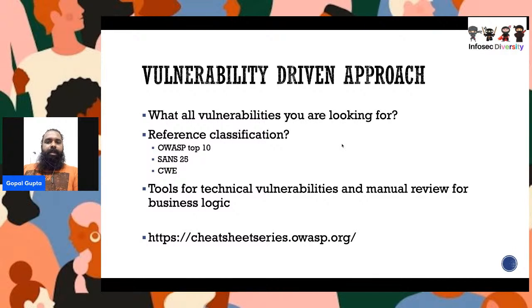And again, for the manual review, you have various things. You can refer to the OWASP cheat sheet series as well. So you have all the lists of vulnerabilities. You can go through those vulnerability lists and manually check what could be the issues which are specific to a manual review, which cannot be identified using an automated tool. I think that's it from my side.